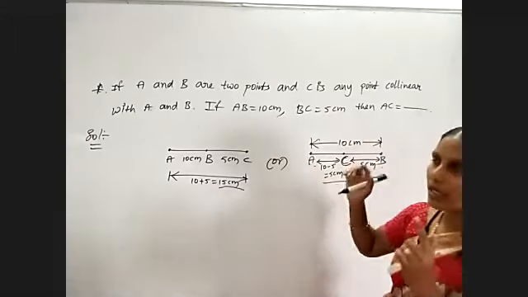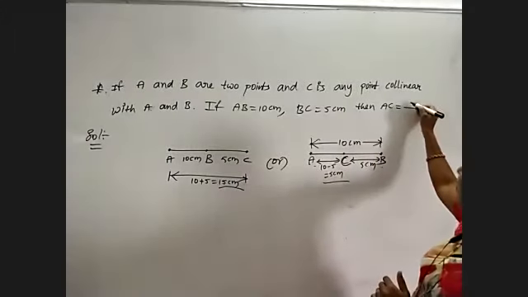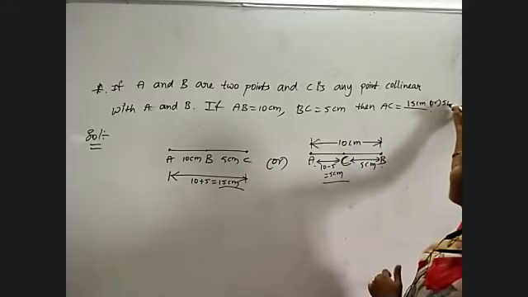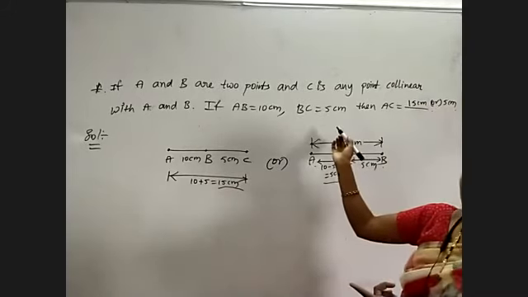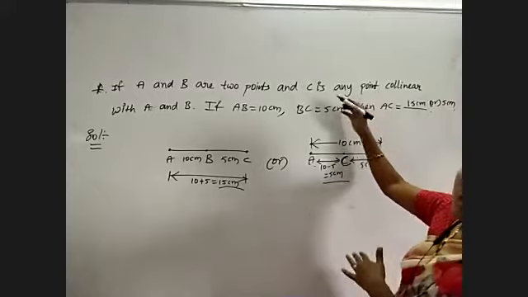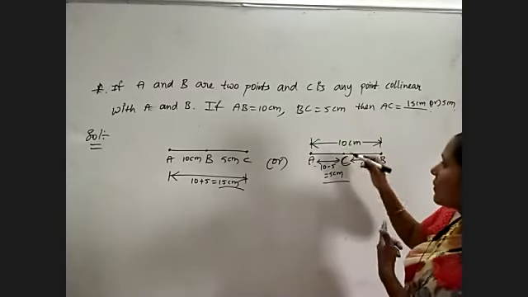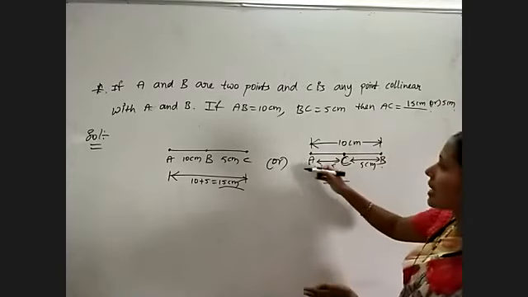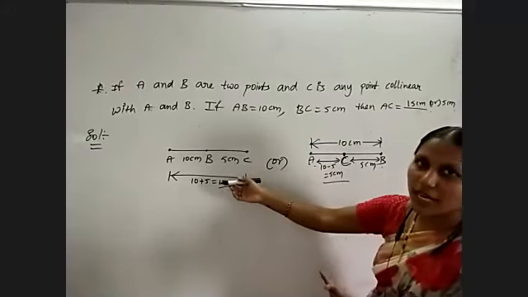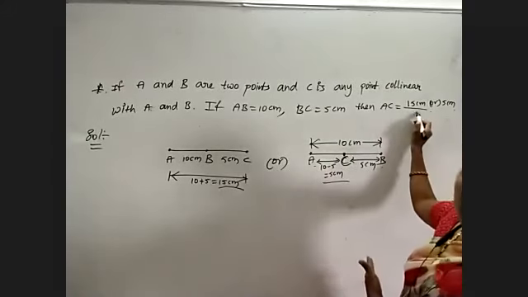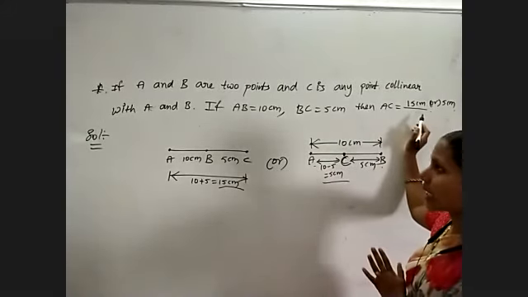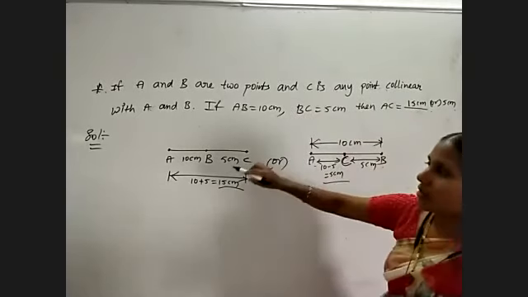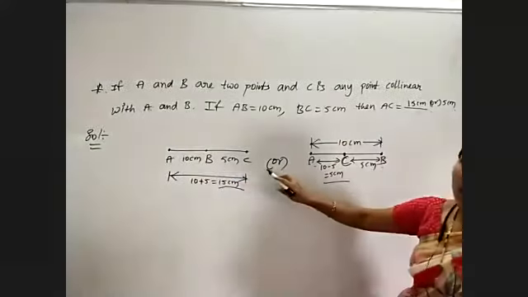So just remember, AC may be 15 centimeters or 5 centimeters, because they did not mention where C is lying. If C is lying between, then you will get 5 centimeters. If it is lying not in between A and B, in that case we will get 15. Remember. So once again I am telling, collinear points in the sense, those 3 points are lying on the same line.